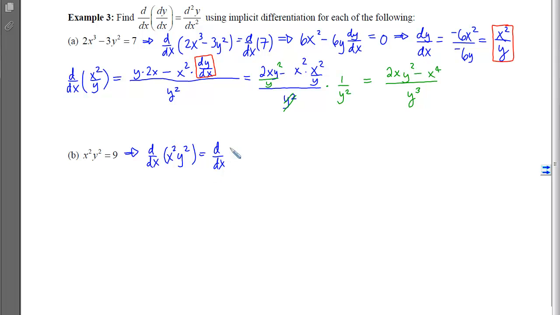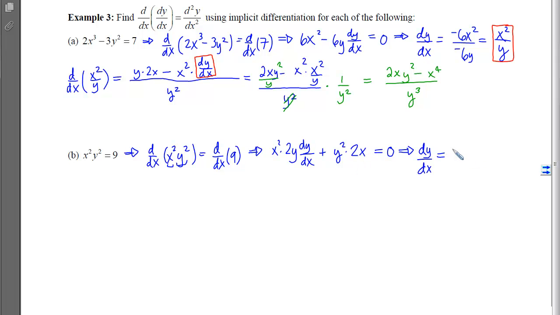Now notice on the left you have to be careful because you have a product rule. So when I take the derivative of the left, I will get the first one times the derivative of the second one plus the second one times the derivative of the first has to equal the derivative of 9, which is 0. If I want to isolate dy dx, it's only showing up on one side, so I can simply isolate it.